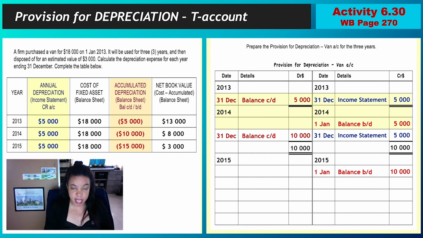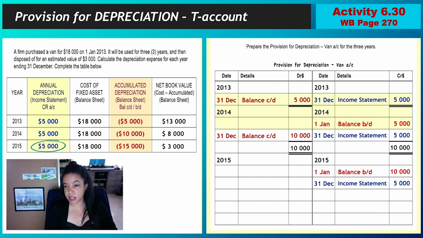And what's the first step? You're in 2015. First thing is to put in your annual depreciation. Which side does it go on? Always the credit side. So you come on the credit side. It's always done at the end of the year. So 31st of December, income statement. What is the amount for 2015? $5,000. Put in your $5,000. You're good. Then you have your balance, because that is the only two items that go in.